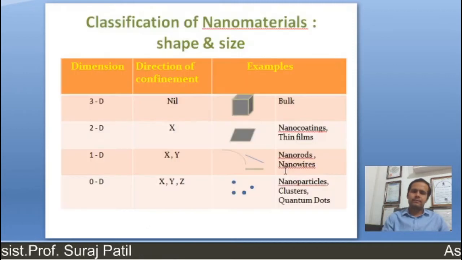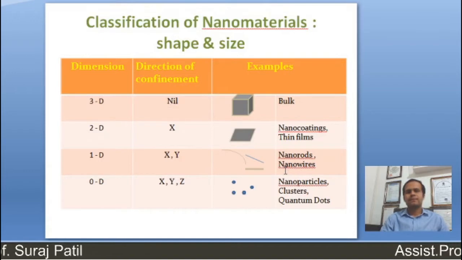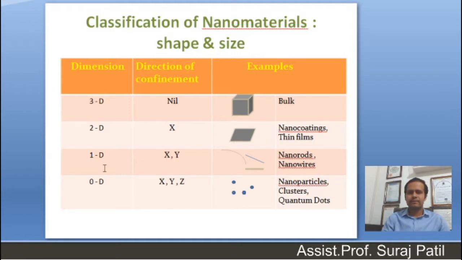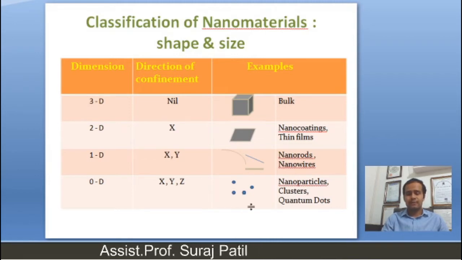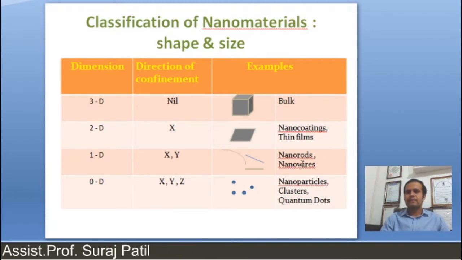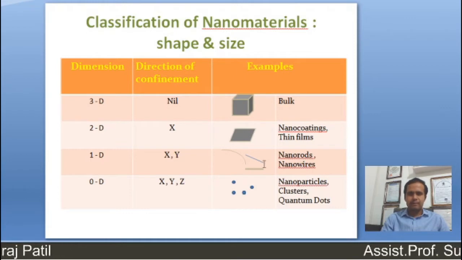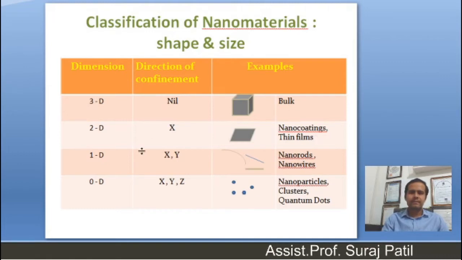So let's discuss the classification of nanomaterials. Basically, depending upon size and shape, nanomaterials are classified as zero dimensional, one dimensional, two dimensional, and three dimensional. In the case of zero dimensional, for example, nanoparticles, nanoclusters, and quantum dots come under this category. Next, nanorods and nanowires come under the category of one-dimensional nanomaterials. Then two-dimensional are thin films and nano coatings, and this is the bulk. We know the three-dimensional bulk materials.